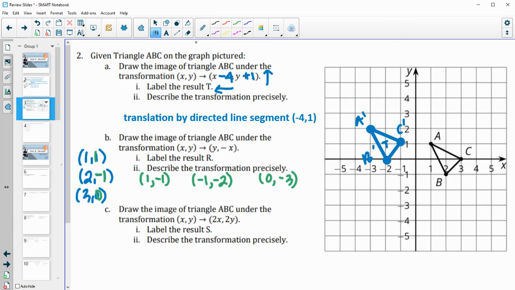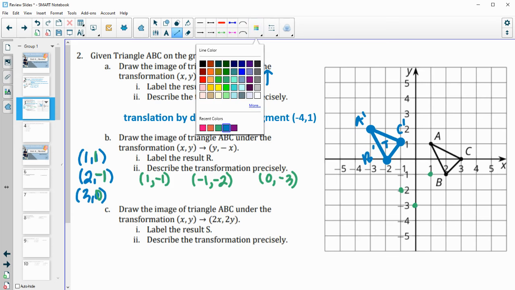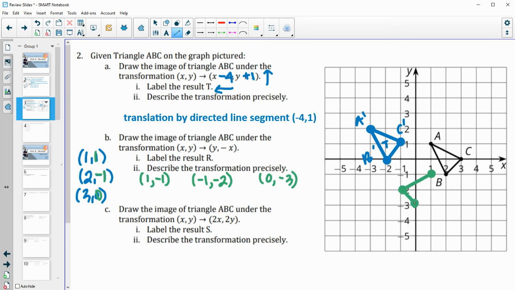And then you'll plot these new points. So we'll go to (1, -1), (-1, -2), and then (0, -3). And then we can connect those. And they want us to label this one as R.